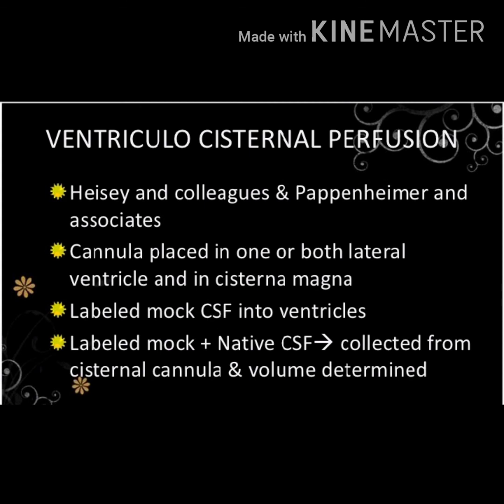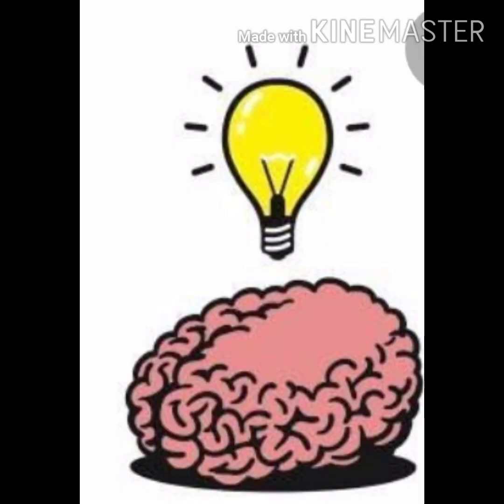Next method is ventricular-cisternal perfusion. It is a cannula placed in one or both lateral ventricles and in the cisterna magna. Labeled mock CSF is perfused into the ventricle, and the labeled mock plus native CSF is collected from the cisternal cannula, and the volume of the CSF is determined here. This determination part is not important for you.